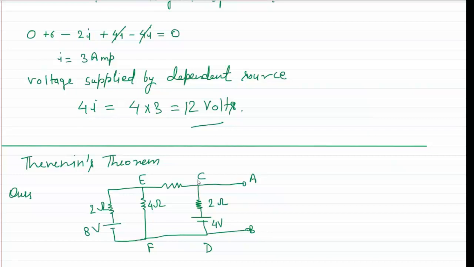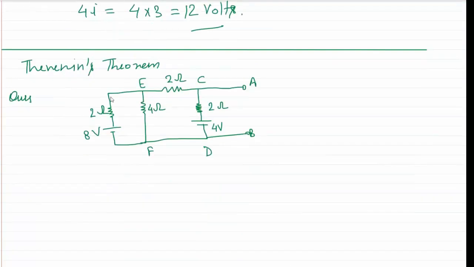The question is to convert this into a Thevenin equivalent circuit. Okay, how to convert it into a Thevenin equivalent circuit? I already told you. First, calculate the Thevenin's resistance. Okay, how to calculate the Thevenin's resistance? Just remove all the sources.